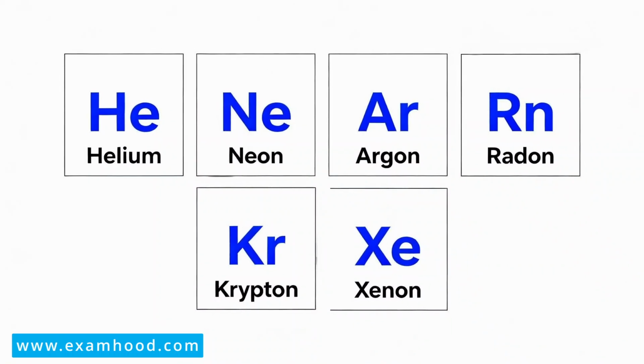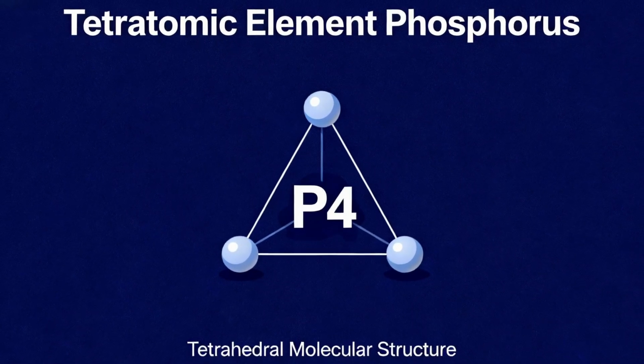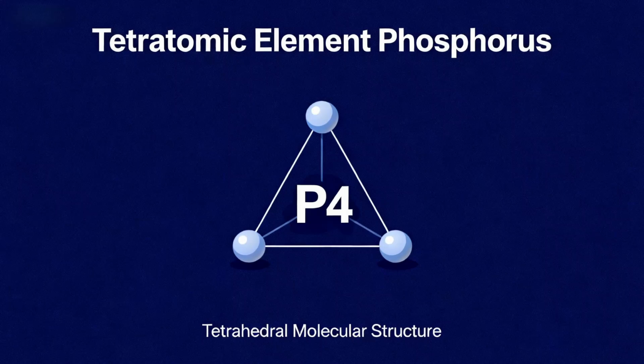Another example is what we call tetratomic. Tetratomic is when in the molecule you have 4 atoms. For instance, phosphorus is tetratomic. Phosphorus is written as P4. The 4 is written as a subscript. Then we have polyatomic, which is when we have several atoms forming that molecule. So these are what we call atomicity of elements.